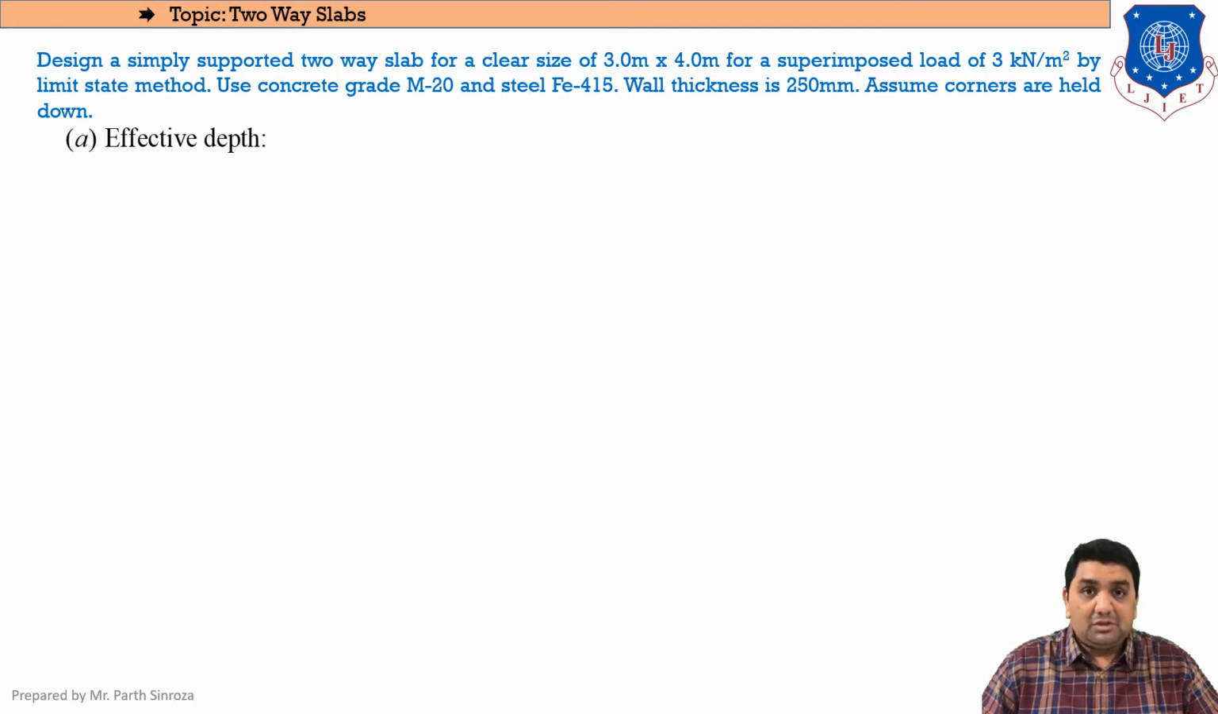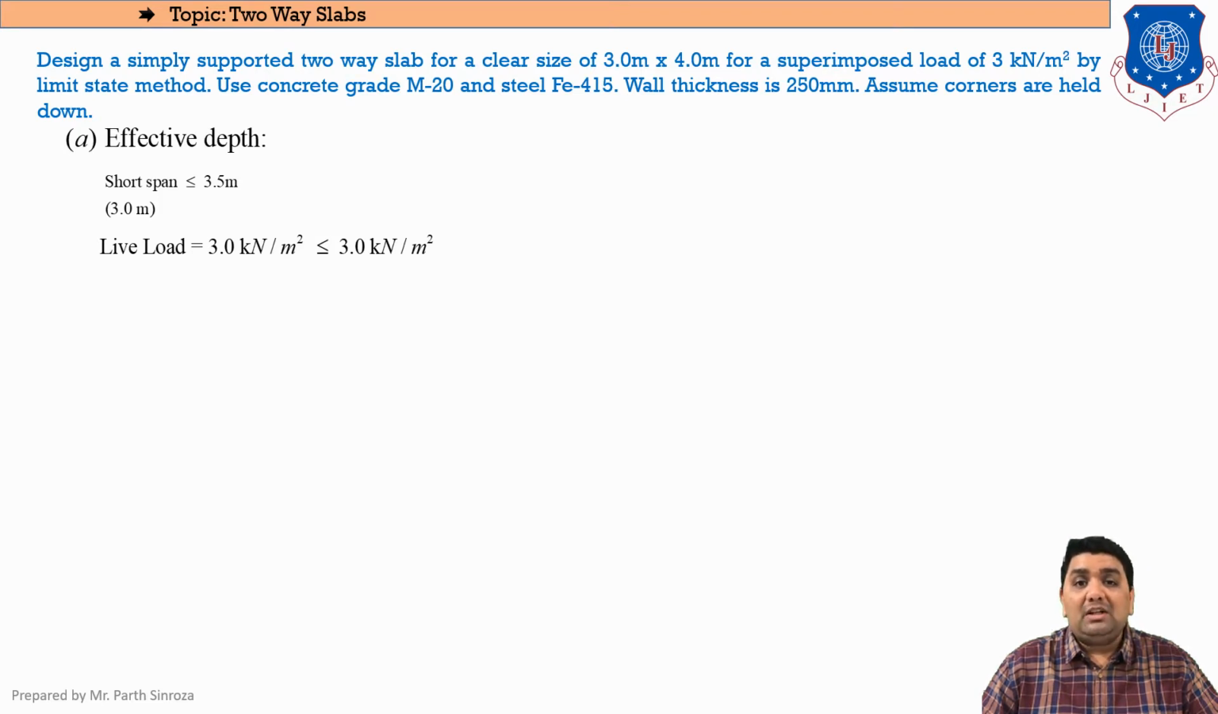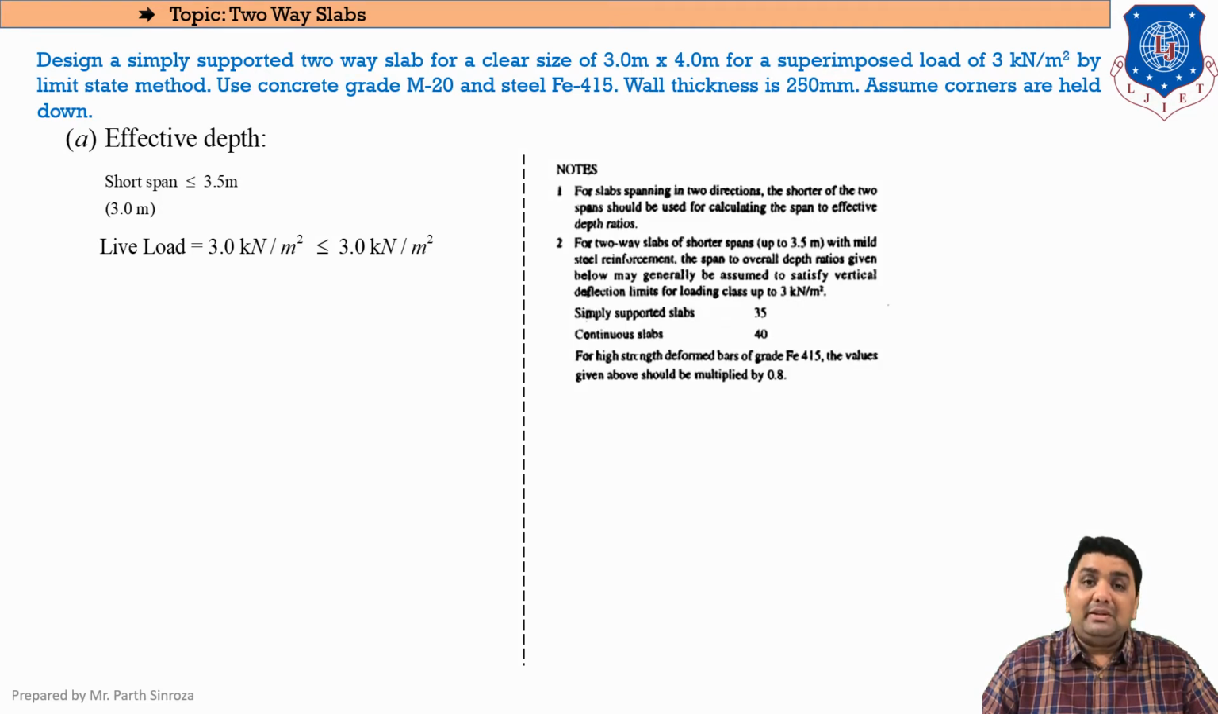In every case of two-way slabs we need to check two conditions: the shorter span should be less than or equal to 3.5 meter, and the live load should be less than or equal to 3 kilonewton per meter square. If both conditions are satisfied, then we will design as per page number 39 of our IS code that we have already seen. So from this we will be using this case, that is 35. So L by D ratio will be 35, as we have already seen in the previous session too.